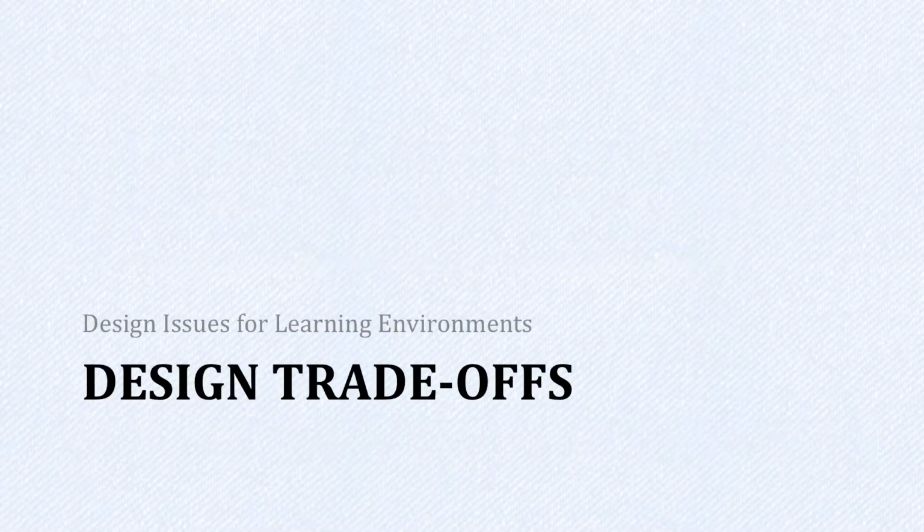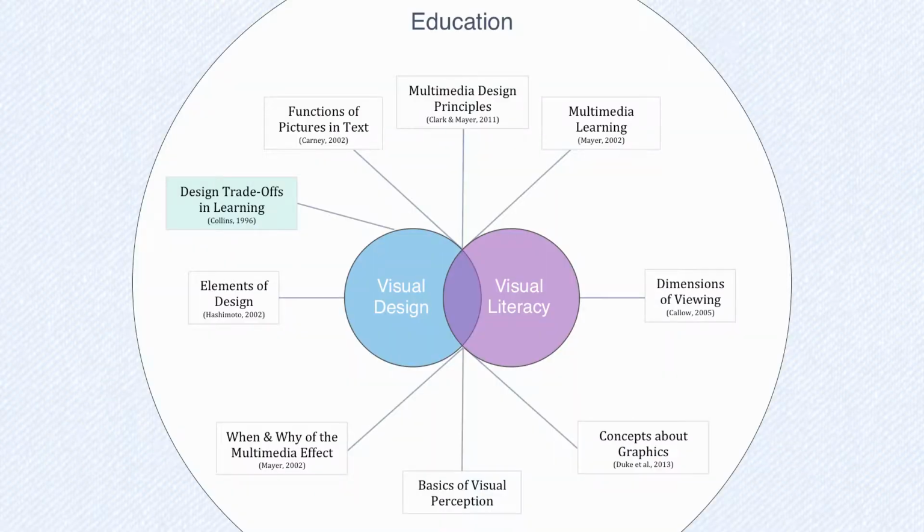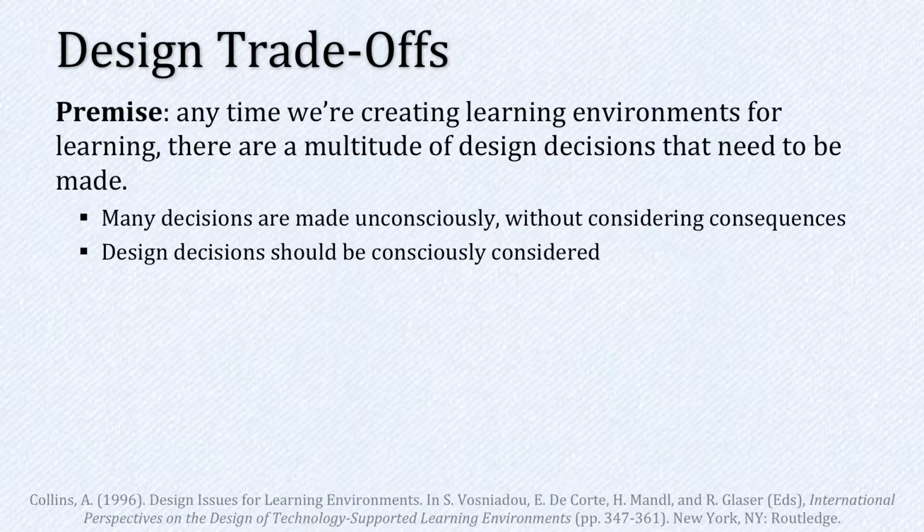So let's get started. If we come back to our Venn diagram for the course, you can see here I've added a new component, the idea of design trade-offs in learning. So what do we mean by design trade-offs? Well, Alan Collins, the famous professor from Northwestern University, has argued that anytime we're creating learning environments for learning, there are a multitude of design decisions that need to be made.